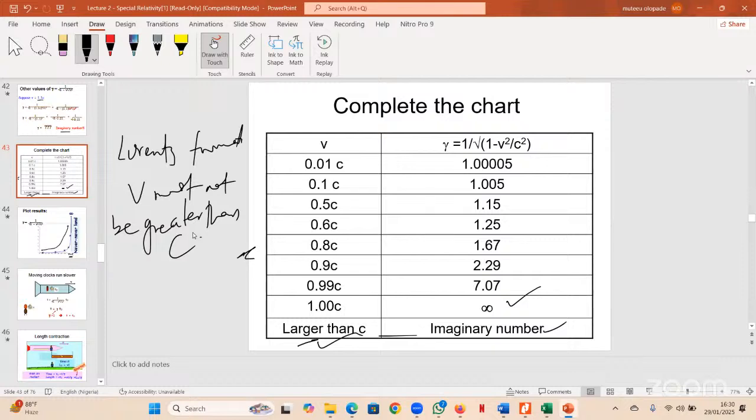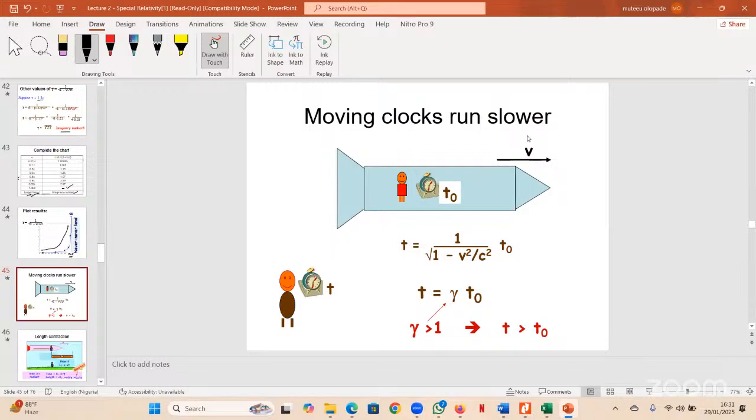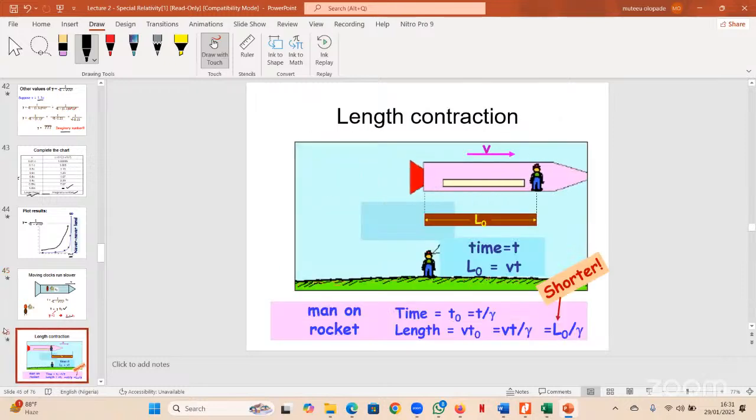Any other question? Now, in the absence of questions, we have seen that as the speed of the object or the event we are considering approaches the speed of light, it tends to be unreasonable and unattainable. So the same thing here. You have gamma greater than 1, then you have T greater than T naught. So what we have been discussing is time dilation. We also discuss the length contraction.